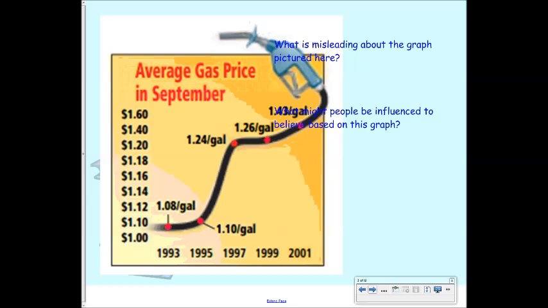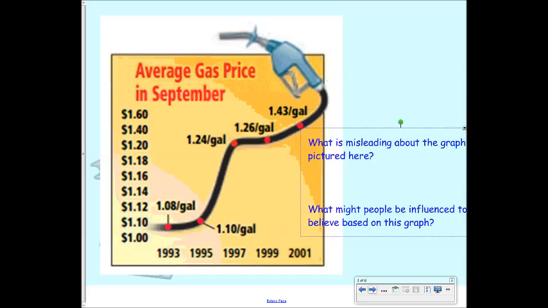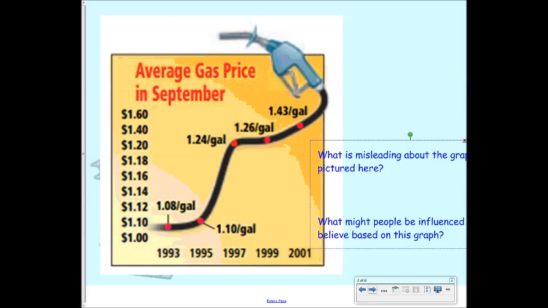What happened over the course of 8 years? Gas went up. Did it go up a lot or a little? Well, where did it start? Started at 1.08 and now it's 1.43. So that went up. That's not a hefty amount per gallon. But when did it go up mostly? Between 1995 and 1997. How much did it go up between 95 and 97? Like 14 cents.